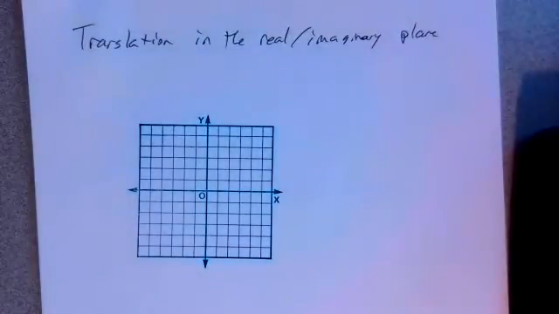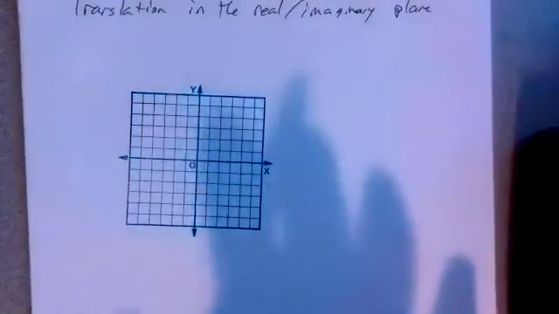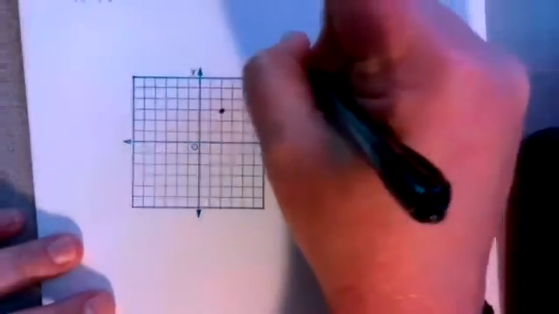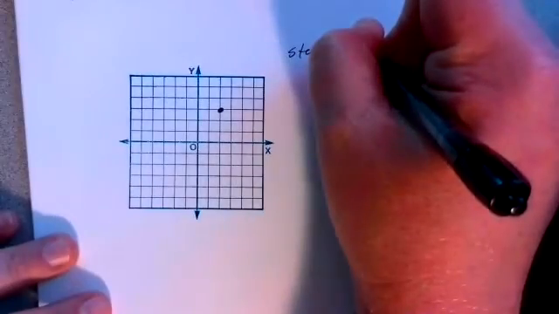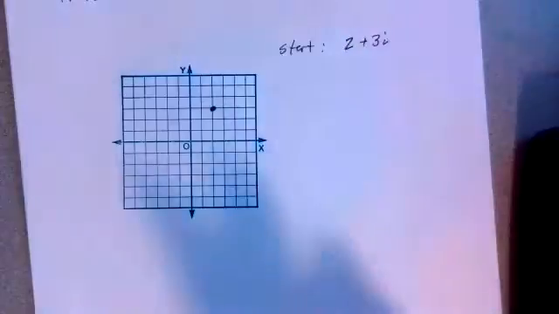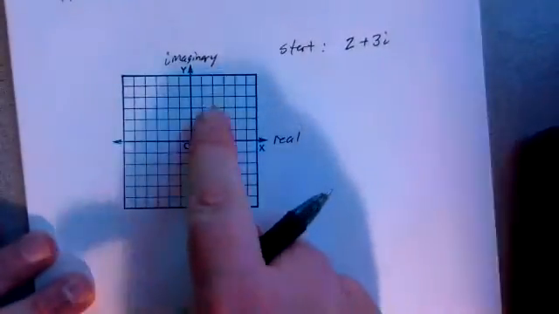A translation in the real imaginary plane. Let's start with a set of axes here. In order for a translation to take place, we need a point. It doesn't matter what that point is, so let's just pick some random point. Our starting point is the imaginary number 2 plus 3i. This is the real axis, and this is the imaginary axis. So 2 plus 3i.